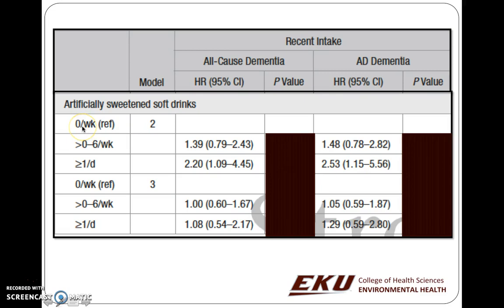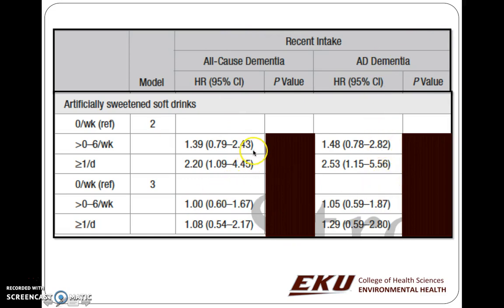They have their comparison groups. They have the reference group or the control group, the no exposed group. These people had 0 drinks per week. Then they had the moderate exposure group. They had 0 to 6 drinks per week. And these people had 7 or more drinks per week. They had at least 1 diet soft drink or more per day. People like me. And they had 2 different models. These models were different adjusted hazard ratios, so they had different confounding variables they were looking at. And then the outcomes, they did models for all-cause dementia as well as Alzheimer's disease-associated dementia.